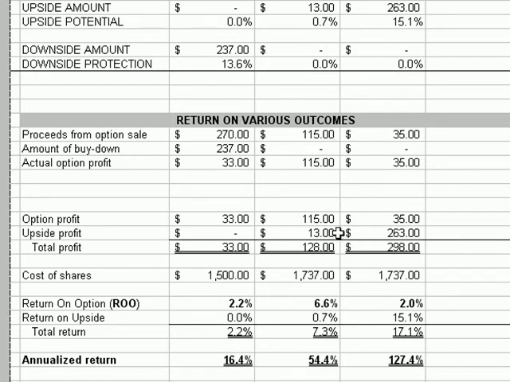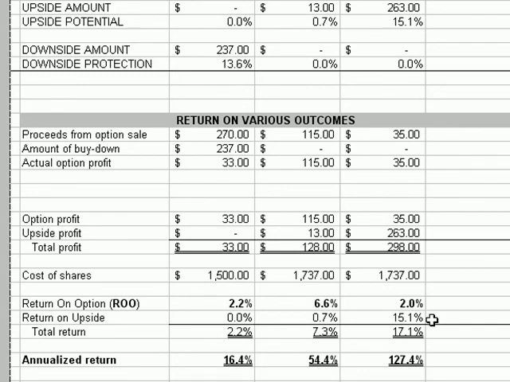Now, the at-the-money 17.50 strike will give us a return of $115, and that represents a 6.6% 49-day return, with the possibility of another $13 or 0.7%, which would give us a 7.3% 49-day return, or 54.4% annualized.